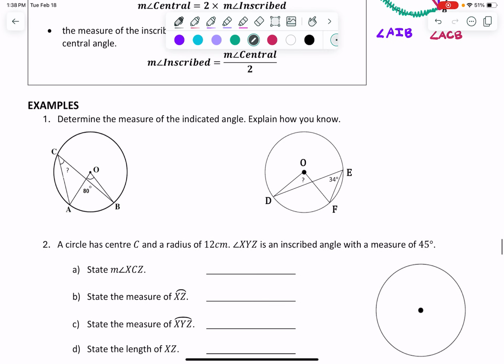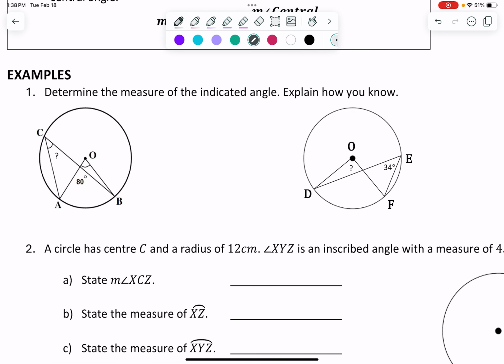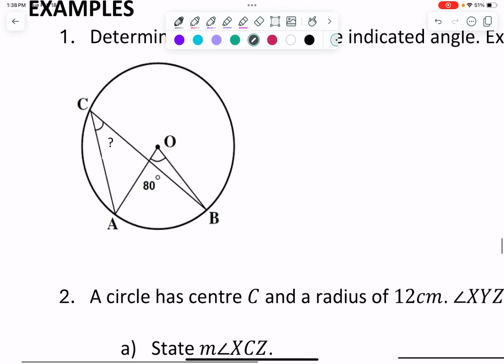Now, let's take a look at some diagrams here. In these examples, we are going to not only determine the measure of the indicated angle, the one that we're looking for, but we're also going to explain how we know. And explain means using words. So when I take a look at this, I want to see what I've got first. I've got angle AOB, and angle AOB is a central angle, and it measures 80 degrees. I also have angle ACB, which I'm looking for, and it's an inscribed angle.